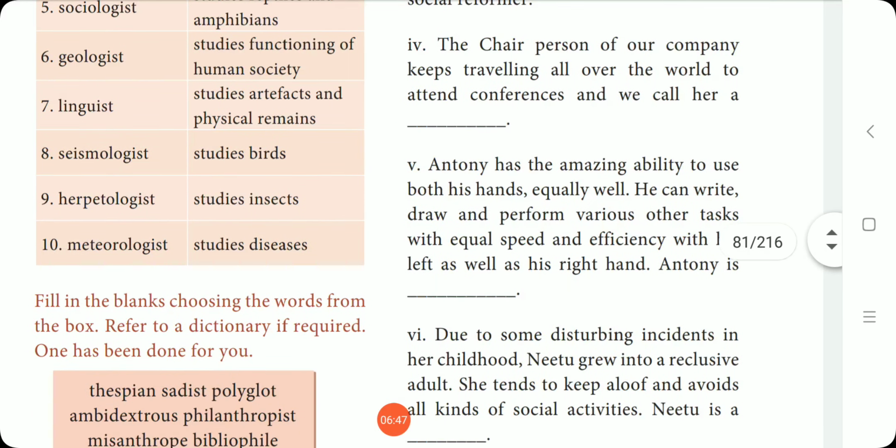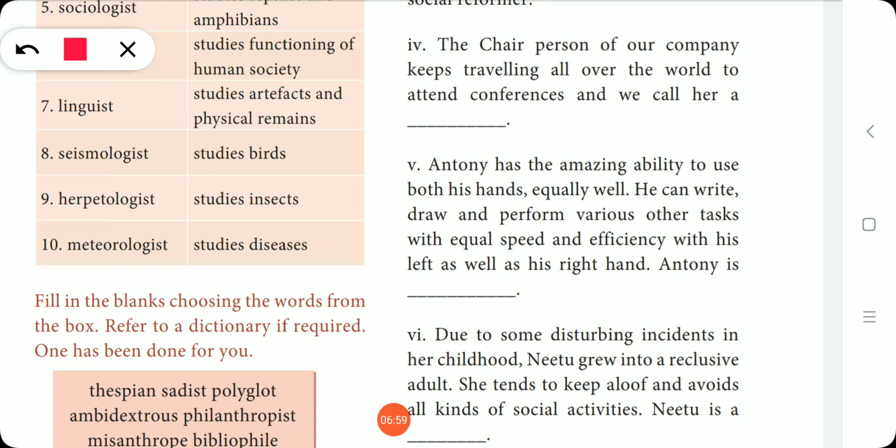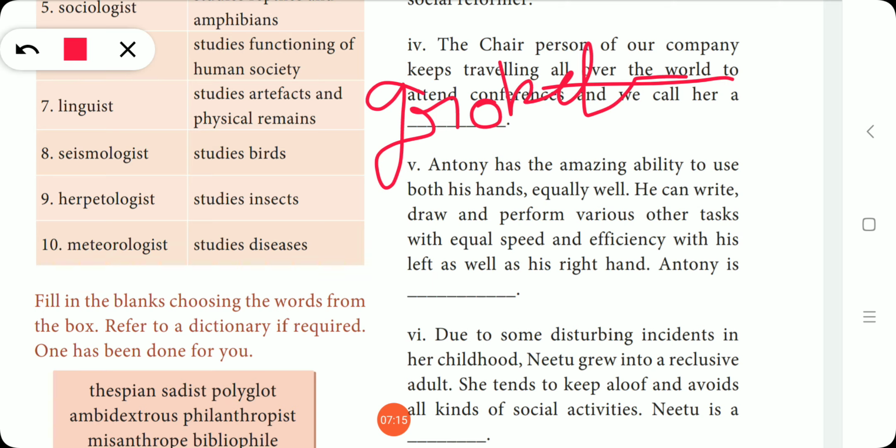Next, the chairperson of our company keeps traveling all over the world to attend conferences, and we call her a Globetrotter. A person who always travels around the world, who is always interested in traveling around the world. Okay, that is important. All over the world is called a Globetrotter.